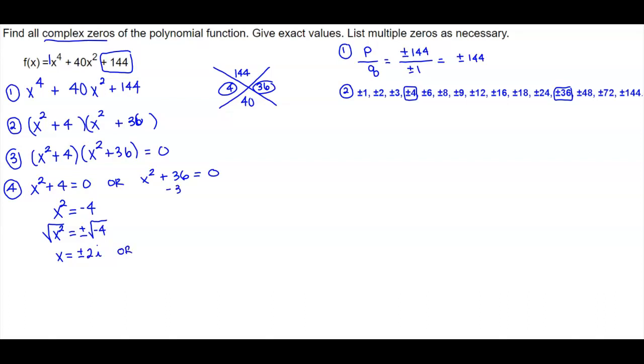Or we're going to subtract 36 from both sides, so we get x squared, which is equal to negative 36. Taking the square root of both sides, we get plus or minus the square root of negative 36. So therefore, x is going to equal plus or minus 6i. So therefore, here are our complex zeros. We have negative 2i, positive 2i, negative 6i, and positive 6i. So there are our 4 imaginary solutions.